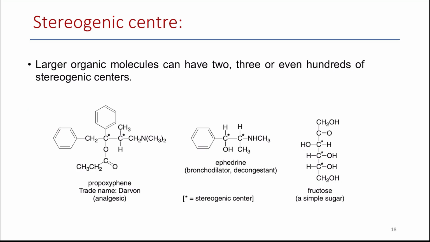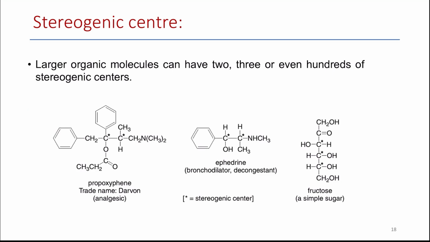When you have a larger organic molecule, it could potentially have more than one chiral center. Sometimes it could even have hundreds, especially biological molecules. Biological molecules inside our bodies have so many different chiral centers. Some examples of these molecules are the structures here. So we have propoxyphene. Propoxyphene is an analgesic, and as you can see, it has two chiral centers.